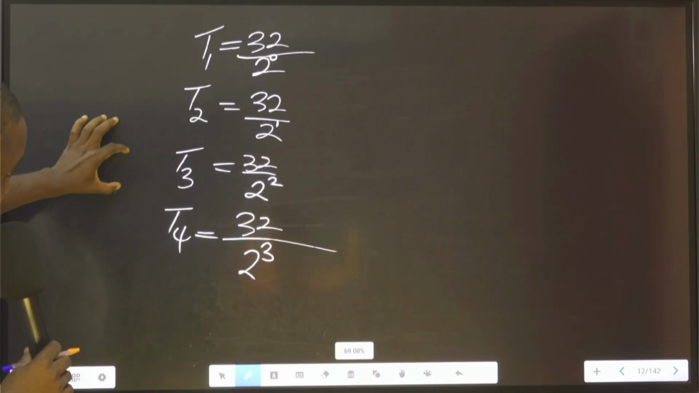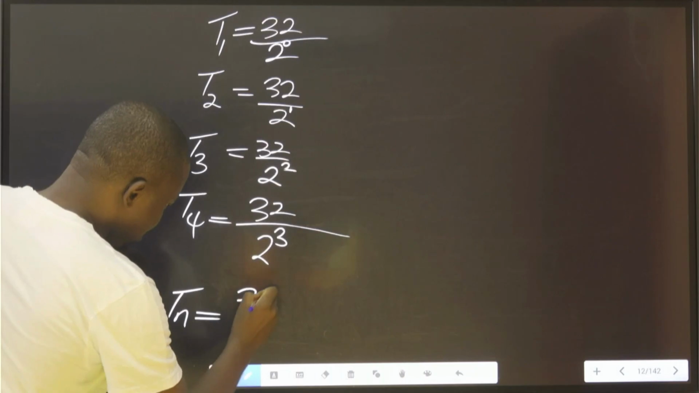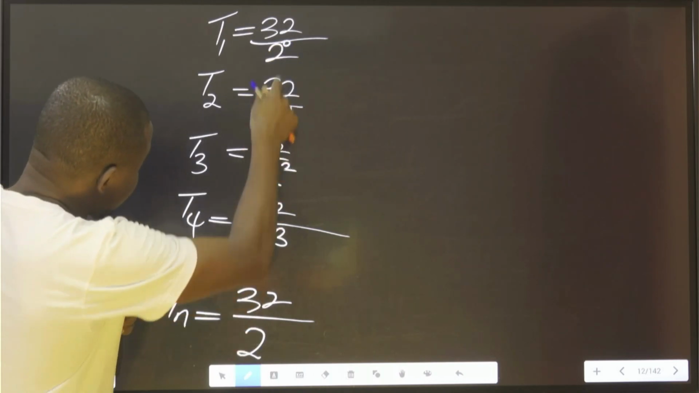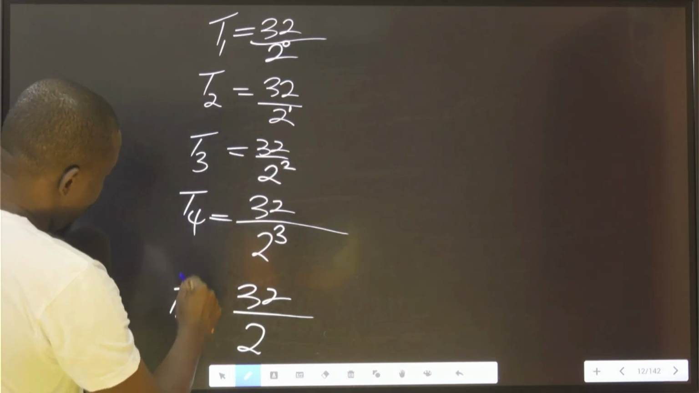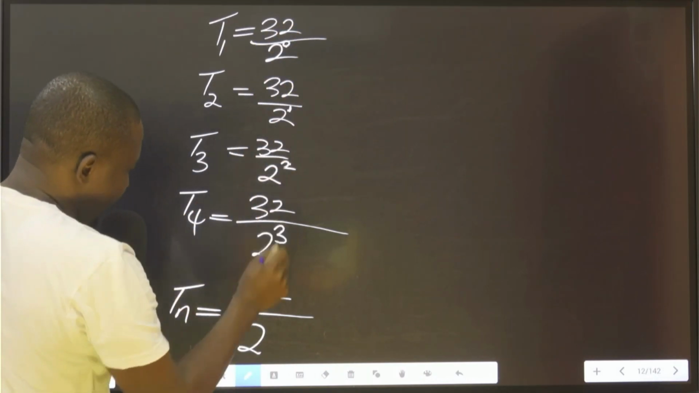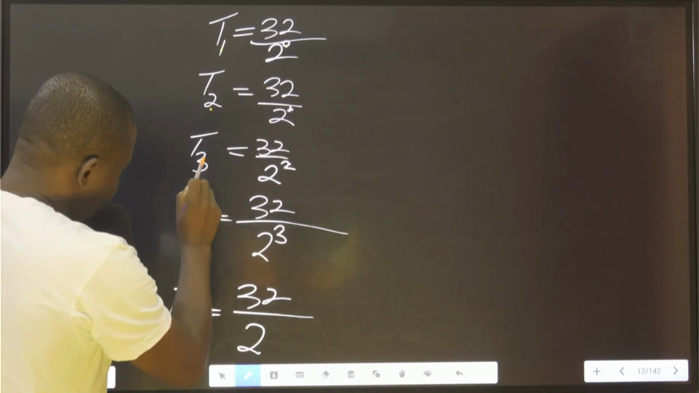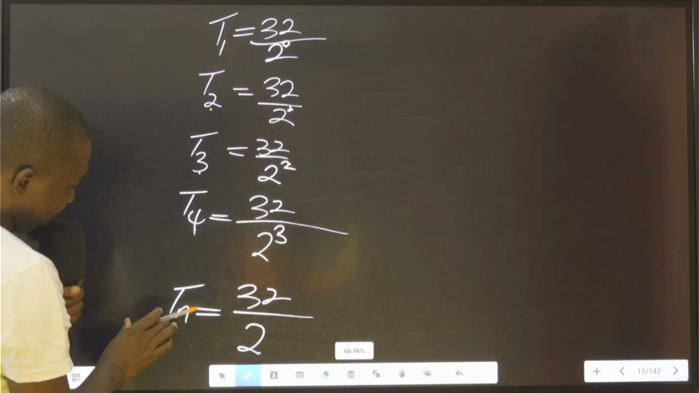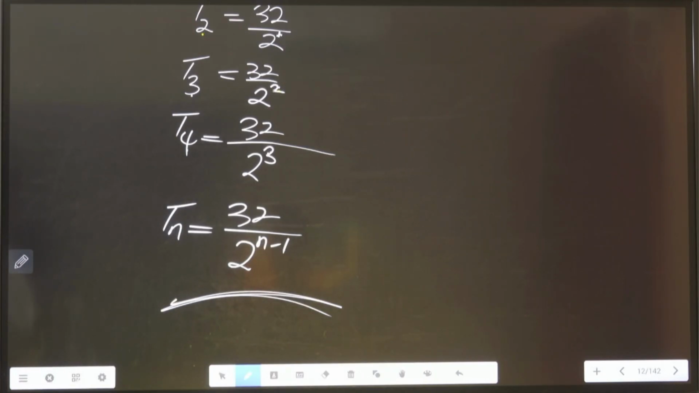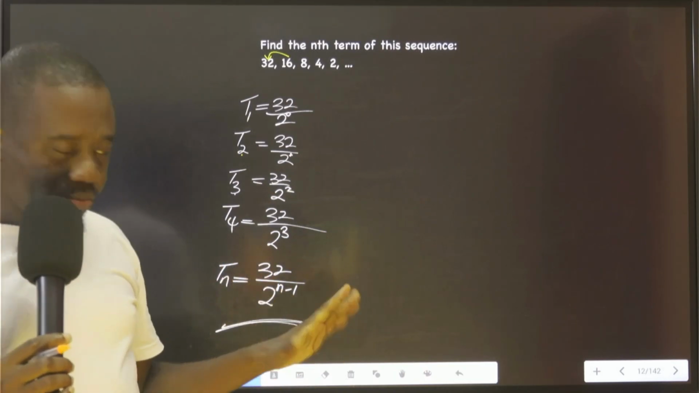Therefore, to get the nth term now, I have to follow this pattern to say the nth term is 32 over 2. The 32 is common for all of them, so I put 32. Over 2 is common. Then this power is not common. There is a change. 1 minus 1 is 0. 2 minus 1 is 1. 3 minus 1 is 2. 4 minus 1 is 3. Therefore, here we put n minus 1. This is the pattern for this one. If you want to simplify this, you can simplify it. But this is okay.